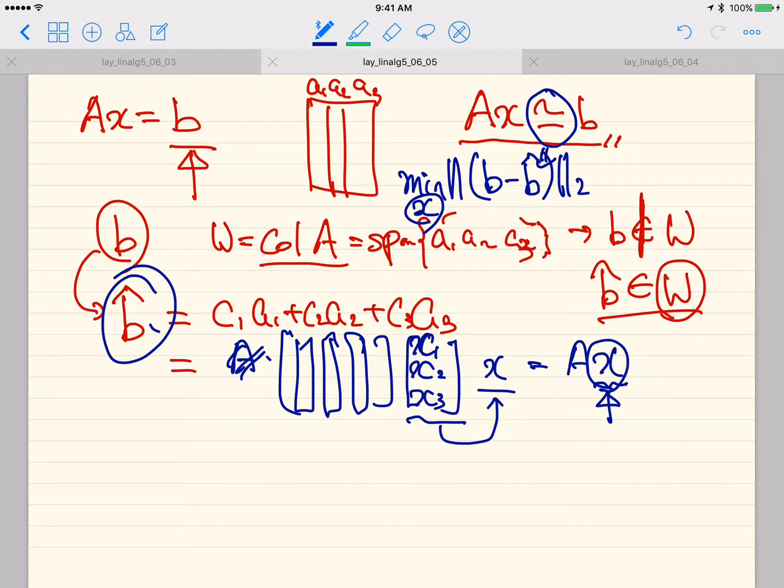Okay, so that is the mathematical representation of the best approximation, or the most reasonable approximation. Okay, and then now B minus B hat is represented as AX, right? Okay.